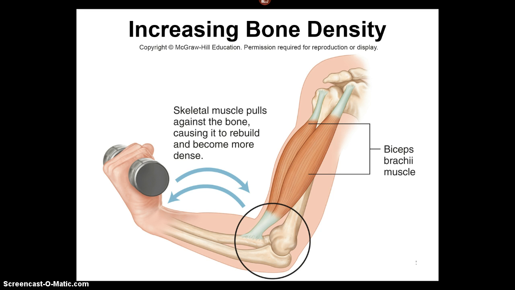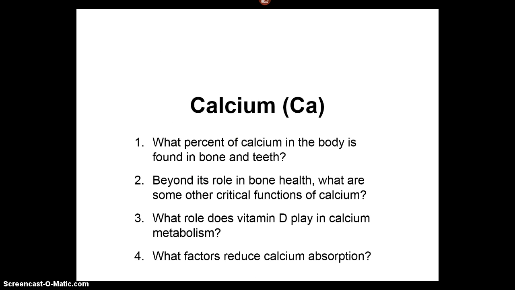So how do we increase bone density with exercise? Skeletal muscle pulls against bone, and that actually signals the bone to rebuild. So exercise is very important for bone density. So let's talk a little bit about calcium. We always think of calcium when it comes to bone health.